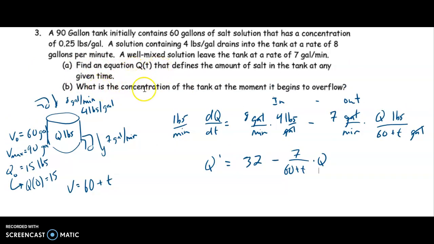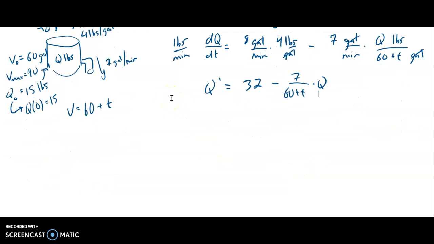We're just going to find Q at T, and then we'll worry about part B afterwards. So what are we going to do? We're going to normalize it. So I'm going to get this piece over on the left-hand side. So I get Q prime plus 7 over 60 plus T times Q is equal to 32.